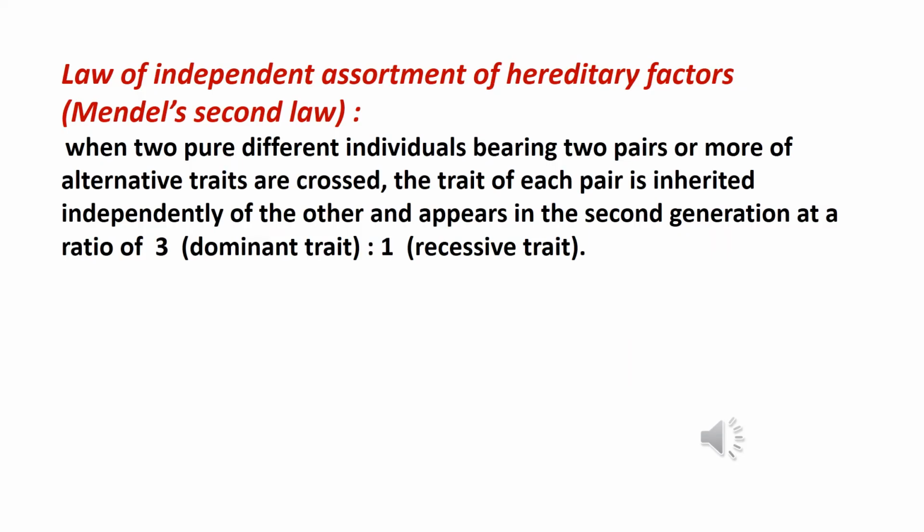Law of independent assortment of hereditary factors, Mendel's second law. When two pure different individuals differing in two pairs or more of traits are crossed, the trait of each pair is inherited independently of the other and appears in the second generation at a ratio of 3 dominant to 1 recessive.